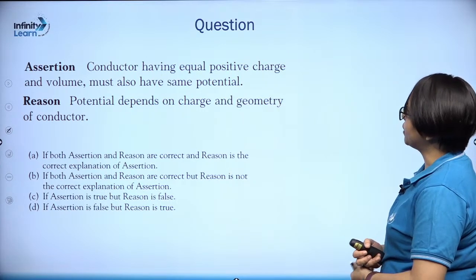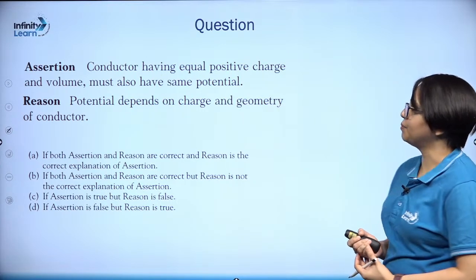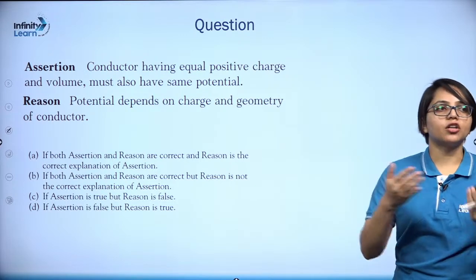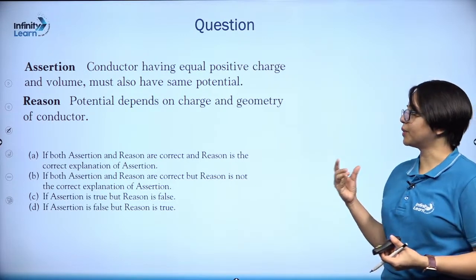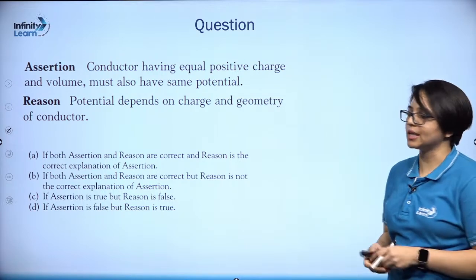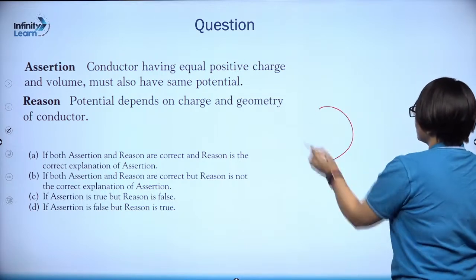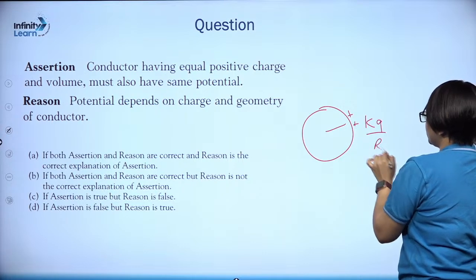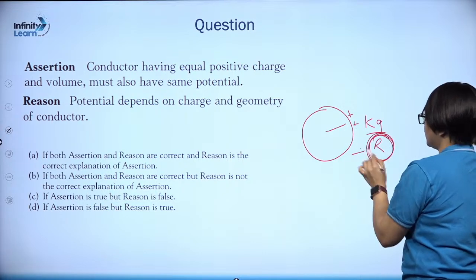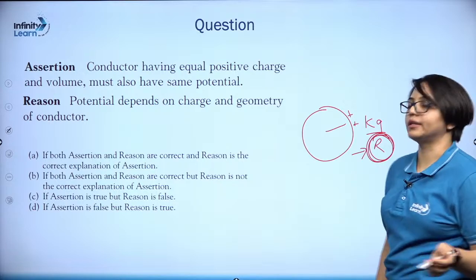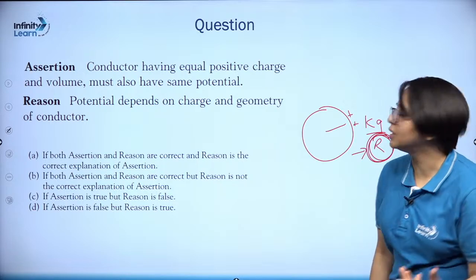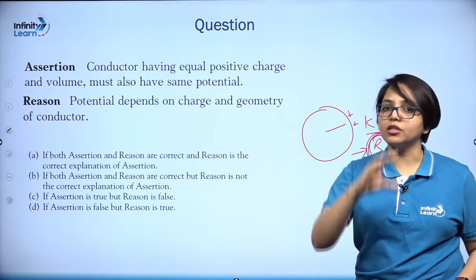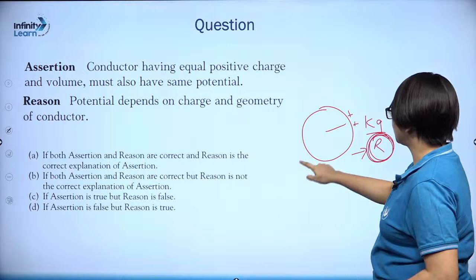Conductor having equal positive charge and volume must have same potential. No, a conductor might have equal charge, same potential, but the potential depends on the geometry also. For example, if you look at the sphere, on the surface of the sphere, potential is kq upon r. So it depends on the radius also, right? Volume might be same, but the geometry of the conductors might be different. So it doesn't mean that the potential is same if the charge and volume is same. The geometry also matters, right?